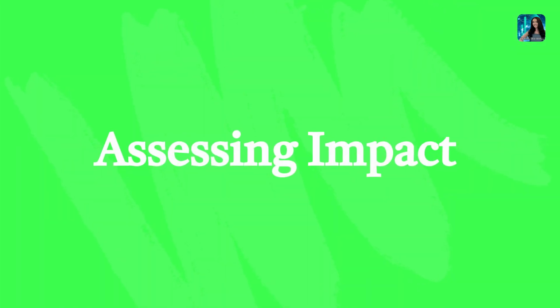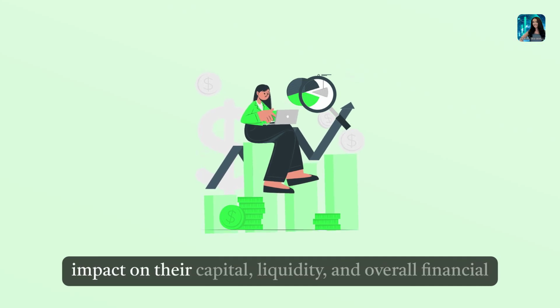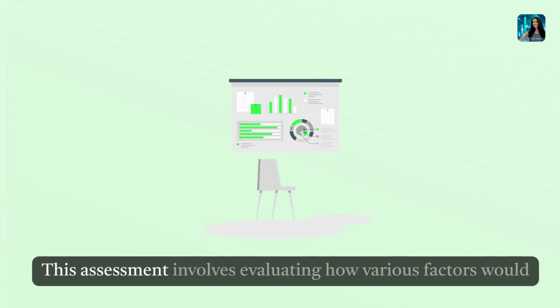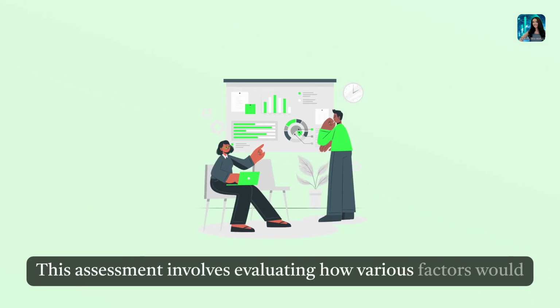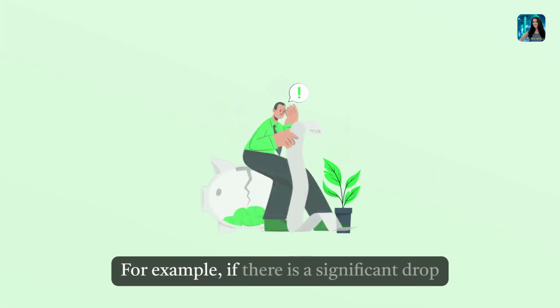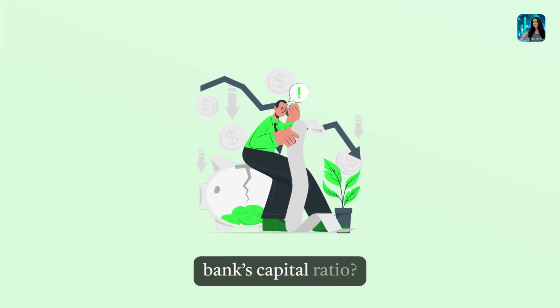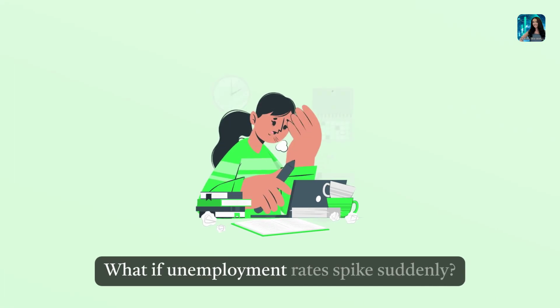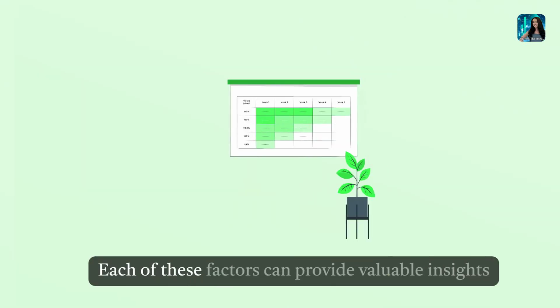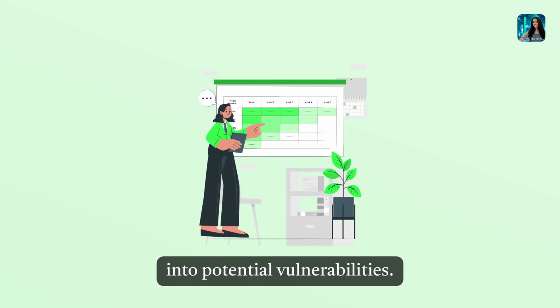Assessing impact. Once scenarios are set, banks analyze the potential impact on their capital, liquidity, and overall financial stability. This assessment involves evaluating how various factors would play out in the chosen scenarios. For example, if there is a significant drop in asset prices, how would that affect the bank's capital ratio? What if unemployment rates spike suddenly? Each of these factors can provide valuable insights into potential vulnerabilities.